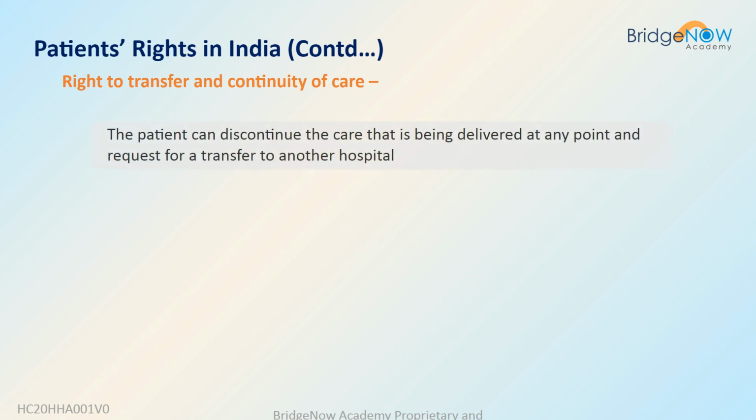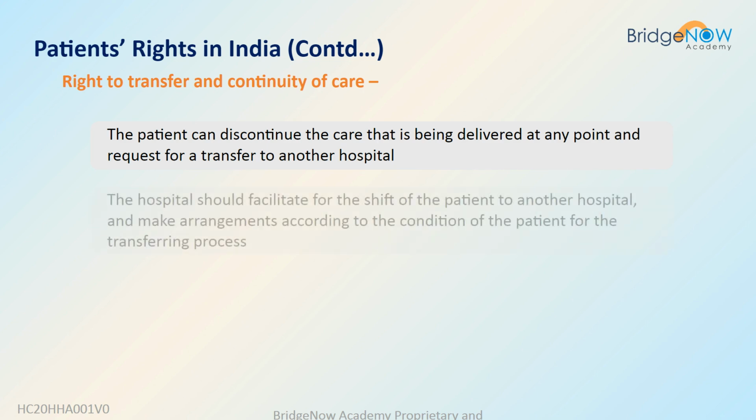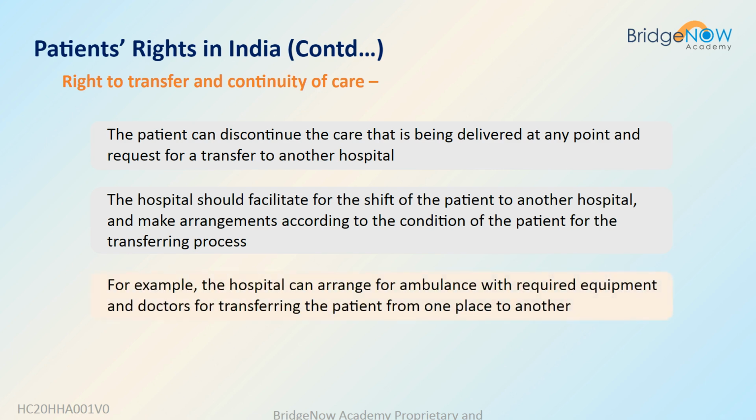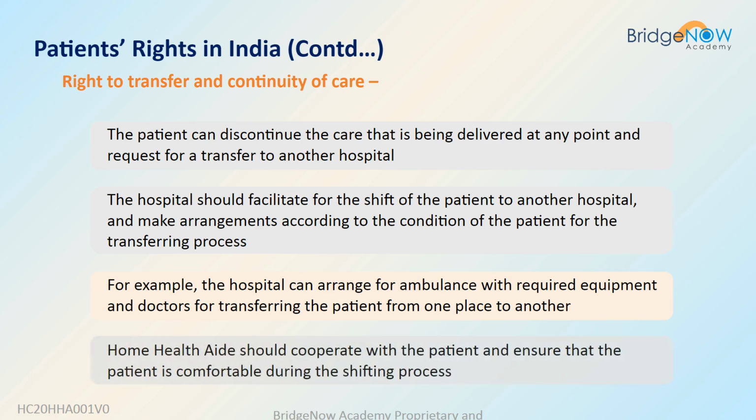Right to transfer and continuity of care. The patient can discontinue the care that is being delivered at any point and request for a transfer to another hospital. The hospital should facilitate for the shift of the patient to another hospital and make arrangements according to the condition of the patient for the transferring process. For example, the hospital can arrange for ambulance with required equipment and doctors for transferring the patient from one place to another. Home health aide should cooperate with the patient and ensure that the patient is comfortable during the shifting process.